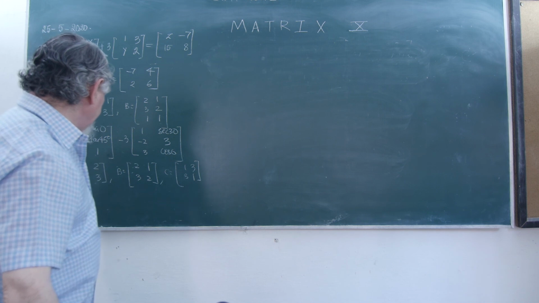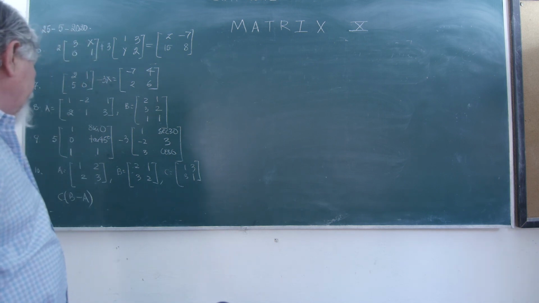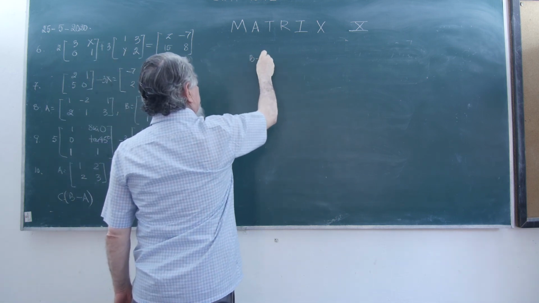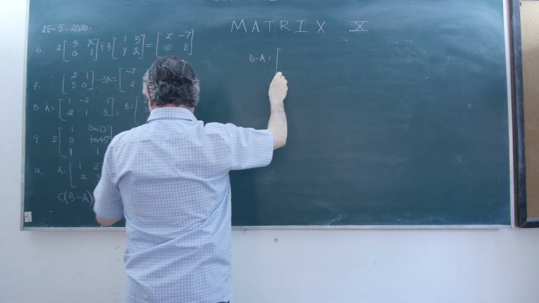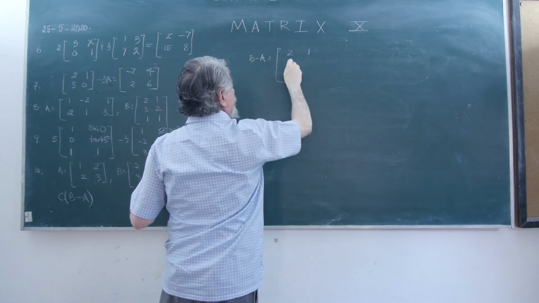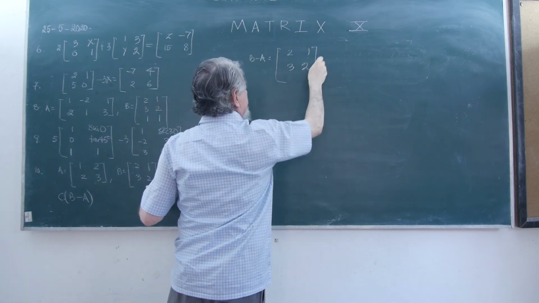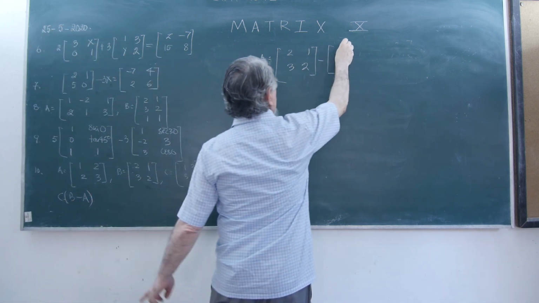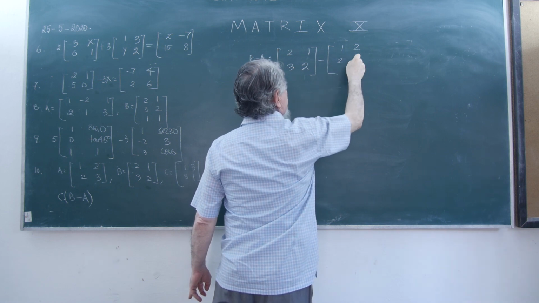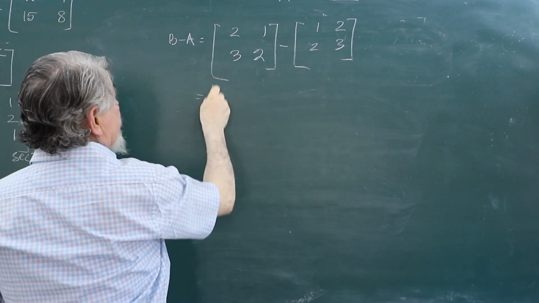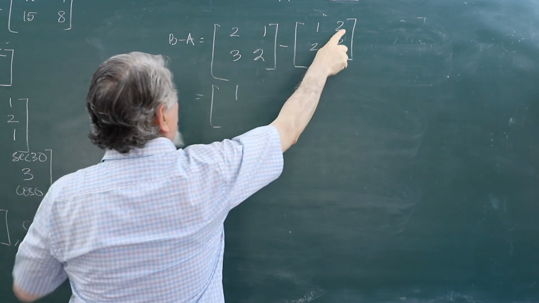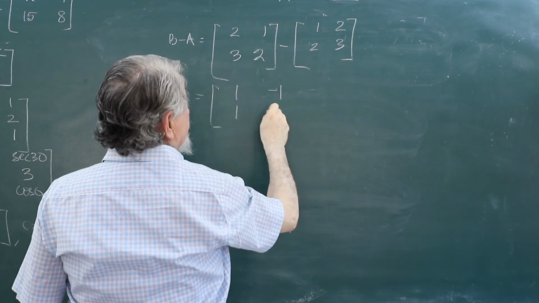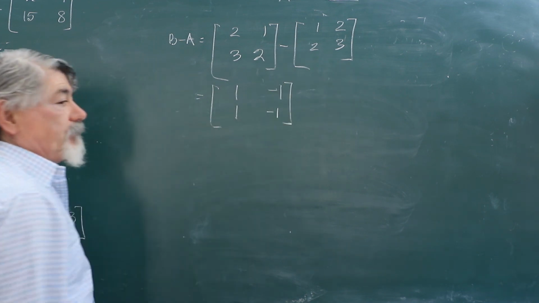In question number 10 we have A, B, C. We have to calculate C into B minus A. Let us calculate first B minus A. B is 2, 1, 3, 2, minus A. The value of A is 1, 2, 2, 3. So let us calculate B minus A: 2 minus 1 is 1, 1 minus 2 is minus 1, 3 minus 2 is 1, and 2 minus 3 is minus 1. This is B minus A.